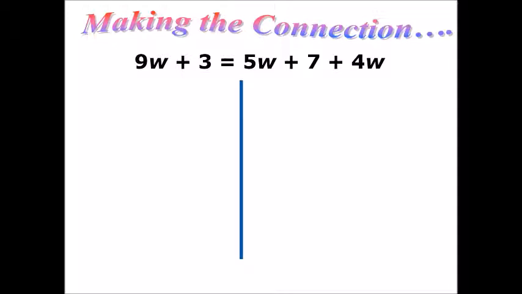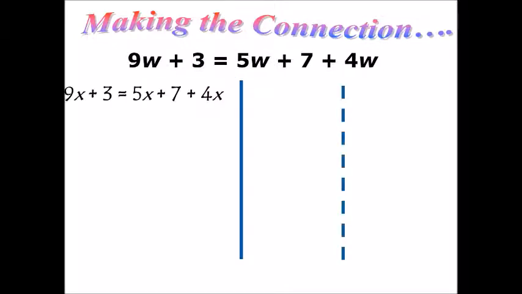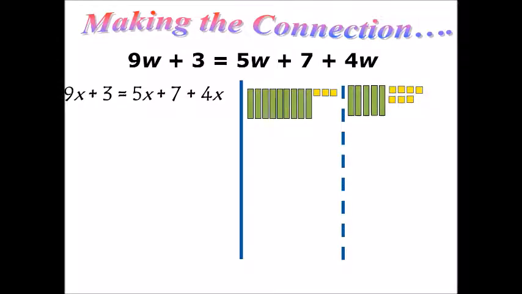First, let's look to model the equation with the appropriate tiles. We have 9x plus 3 equals 5x plus 7 plus 4x. Notice I've substituted x's for my variables, as it will help in the conversation that we will have as we model it with tiles. In our model, we have 9 positive x's and 3 positive square unit tiles. On the right side, we have 5 positive x's, 7 positive square unit tiles, and 4 positive x's.